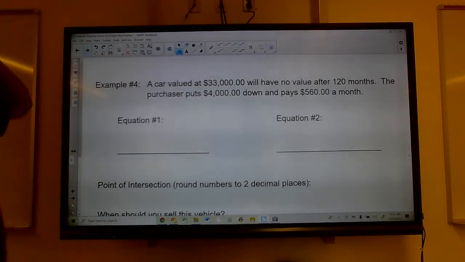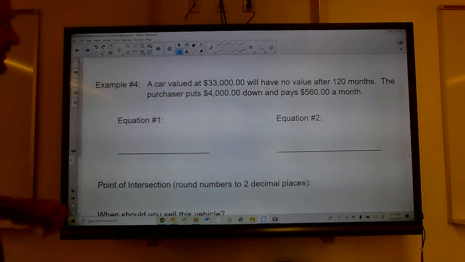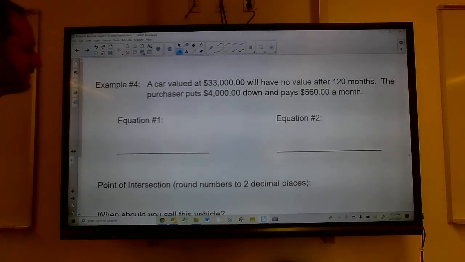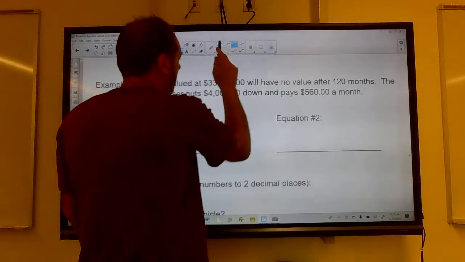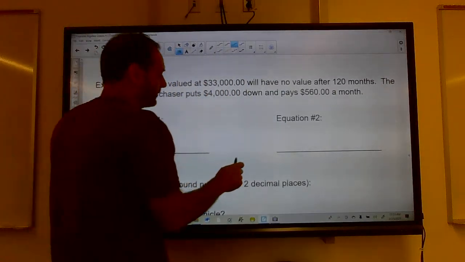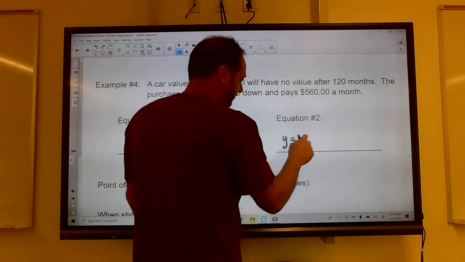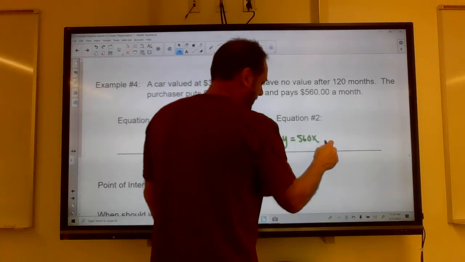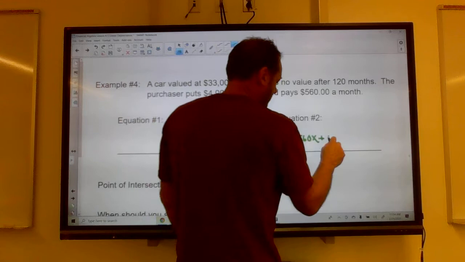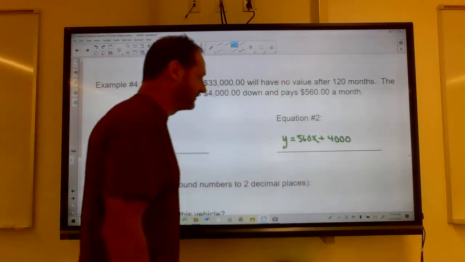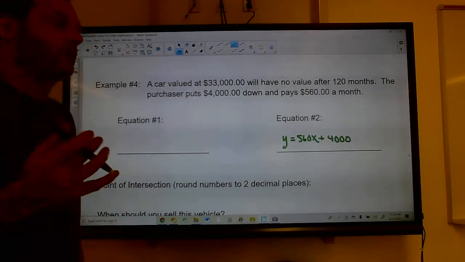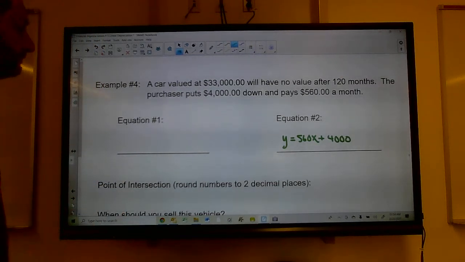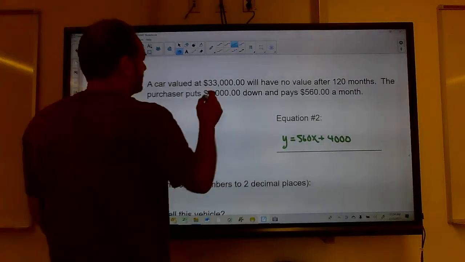Okay, a car valued at $33,000 will have no value after 120 months. The purchaser puts $4,000 down and pays $560 a month. Write the 2 equations. Okay, so the second equation is the easiest one to get. So y equals, he's paying $560 a month, plus he gave him $4,000 to start with. So that's easy. Do the easy stuff first. Always do the easy stuff first, and that kind of warms your brain up, and then you can do the more difficult stuff later.